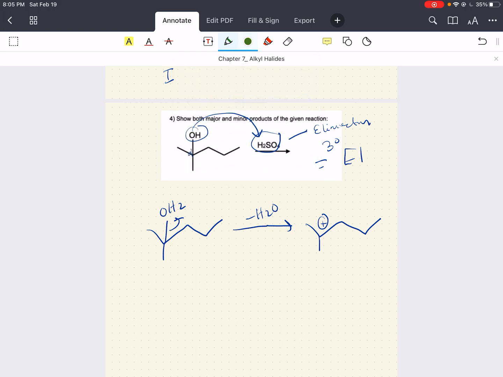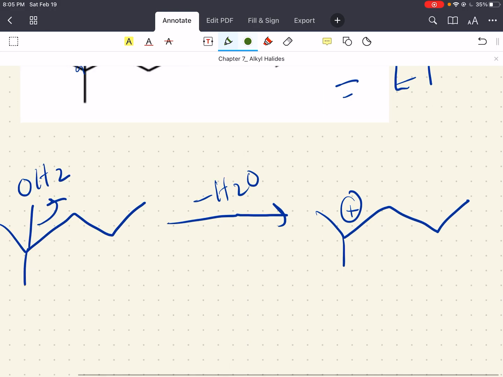Now we have to go through our normal elimination procedure, right? Where are our unique beta positions? This is one unique beta position. This is equivalent, so we're not going to count it. These are two same beta positions. They're just methyl groups bonded to the same alpha carbon. And this is a beta position.